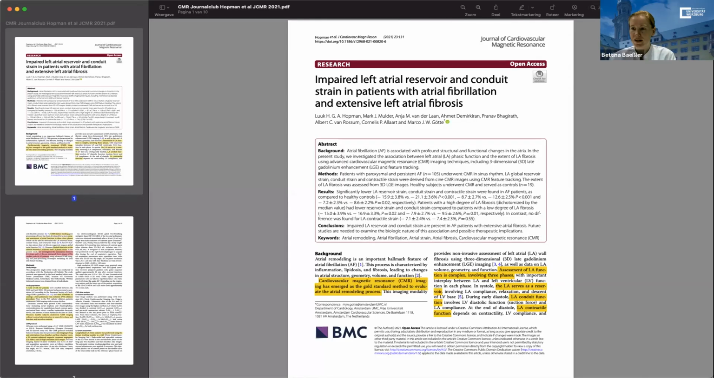And I think in the interest of time, we move on to the next paper, which is entitled Impaired Left Atrial Reservoir and Conduit Strain in Patients with Atrial Fibrillation and Extensive Left Atrial Fibrosis. Luuk, we can see your paper. The floor is yours.